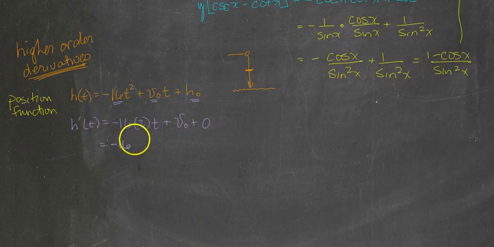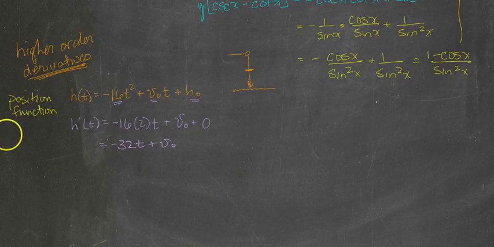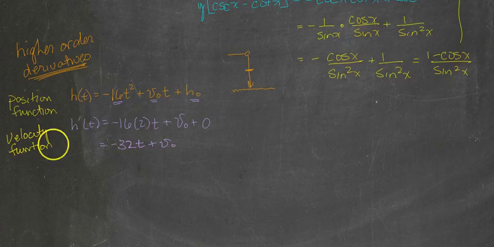And so the h prime of t then is negative 32t plus whatever the initial velocity is. And this is called the velocity function. And it tells you how fast the object is going whenever it is at some elapsed time. So not where it is, but how fast it's moving at that time.